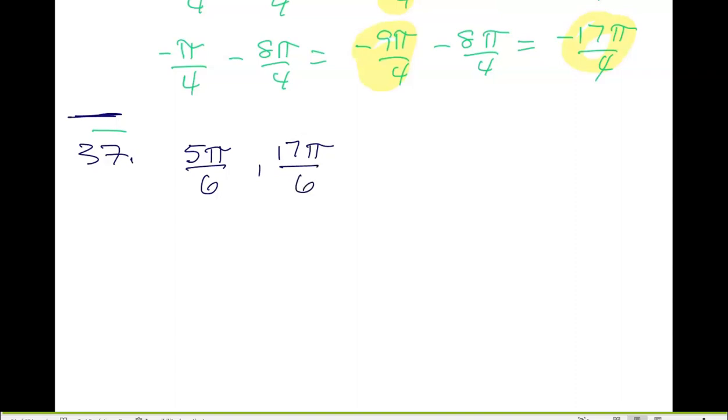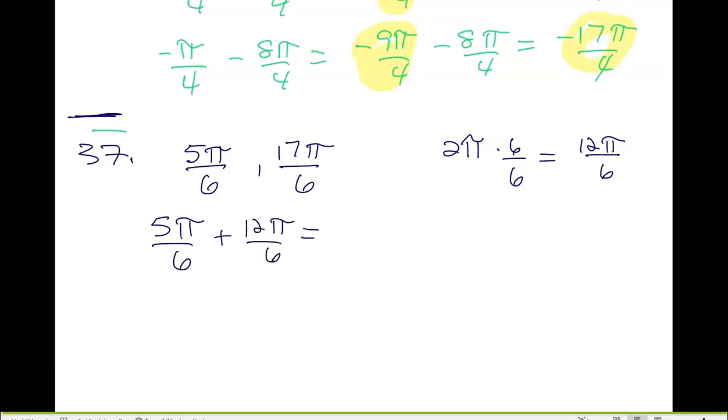So let's think about this. I always add 2 pi, but I have to add it in sixths. So I'm going to multiply that by 6 over 6. So that's 12 pi over 6. So if I had 5 pi over 6, and I added 12 pi over 6 to it, I get 17 pi over 6. So yes, they are coterminal. Okay, so that's 37. That brings me all the way down to 47.